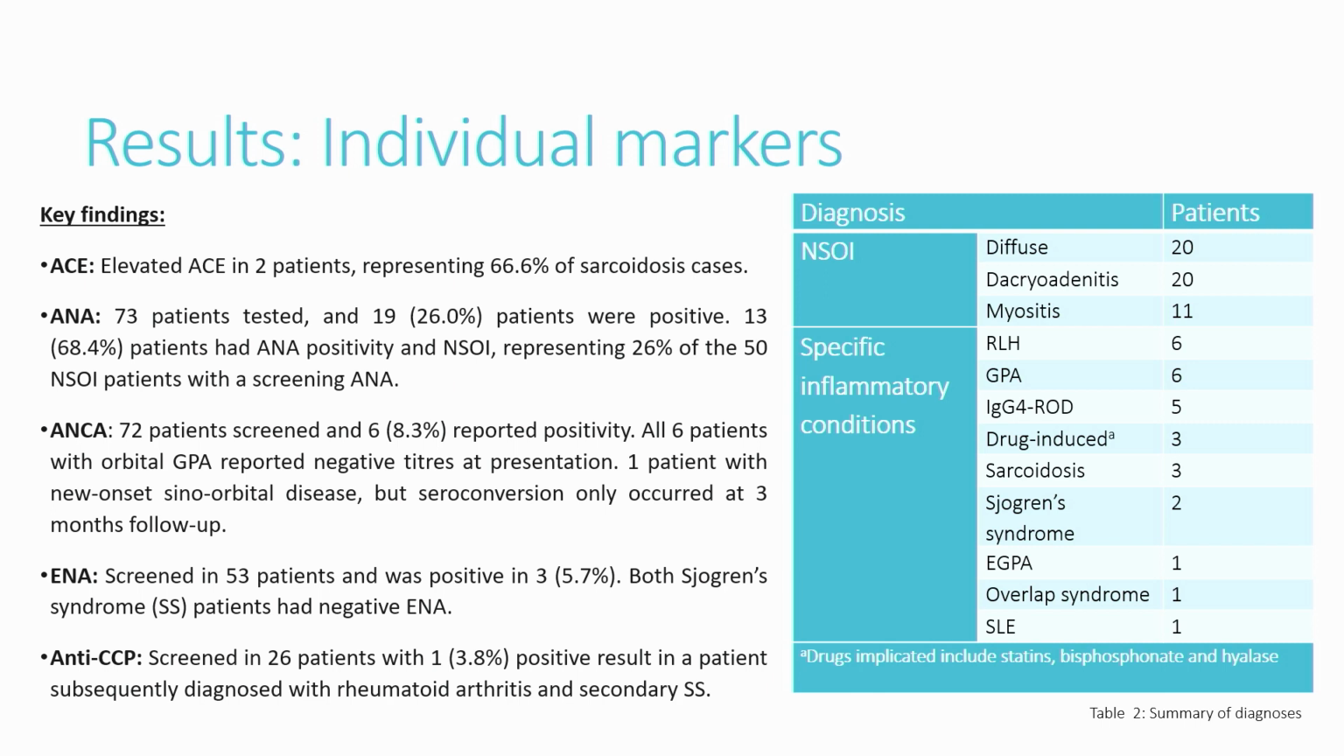ENA was screened in 53 patients, positive in 3 patients. Both patients with Sjogren's syndrome had a negative ENA. And anti-CCP was measured in 26 patients with 1 positive result, and that was a patient who was diagnosed with rheumatoid arthritis and secondary Sjogren's syndrome. And finally, none of the 38 patients tested for anti-dsDNA had positive results.